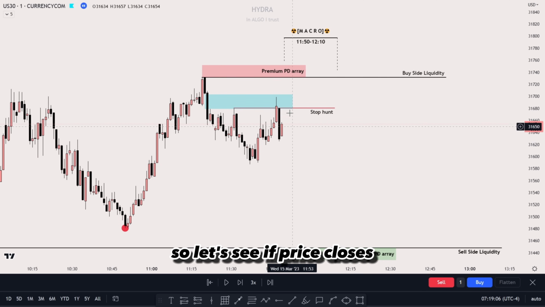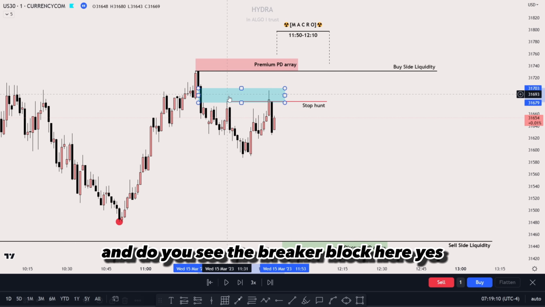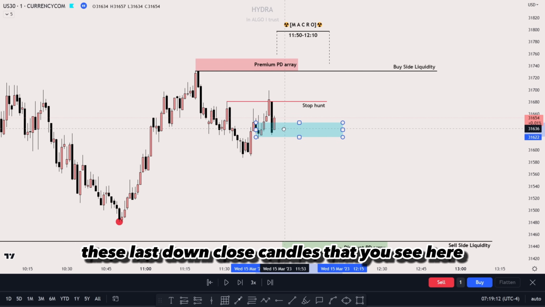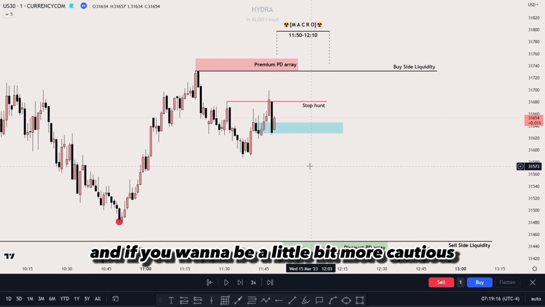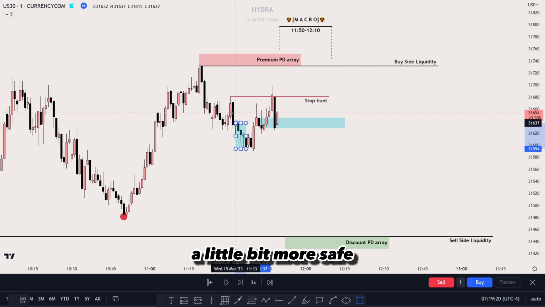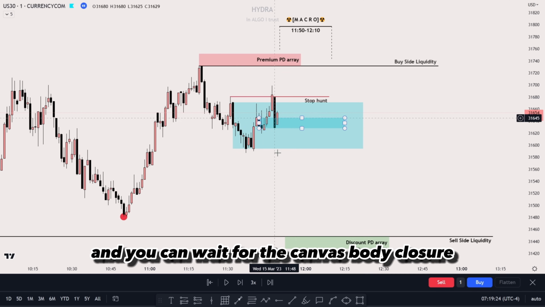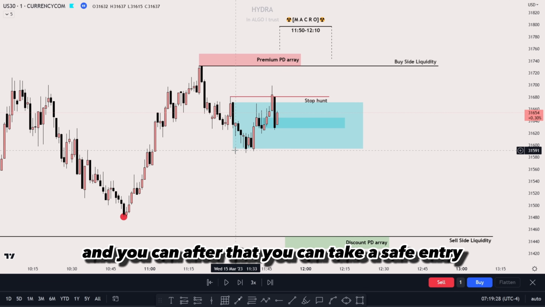So let's see if price closes a candle's body below the breaker block here. And do you see the breaker block here? Yes, these last down close candles that you see here, that's our breaker block. And if you want to be a little bit more cautious, a little bit more safe, then you can mark these down close candles right here, wait for a candle's body closure below this breaker block, and after that, you can take a safe entry.